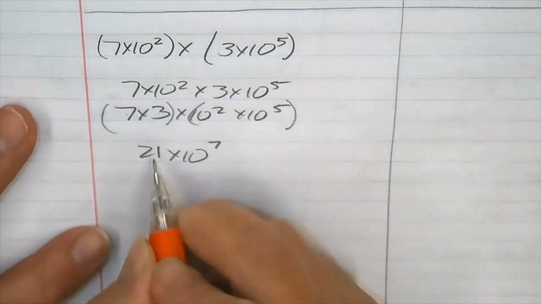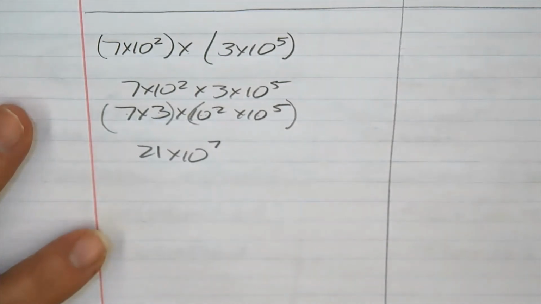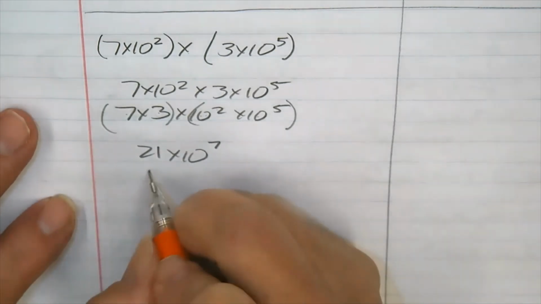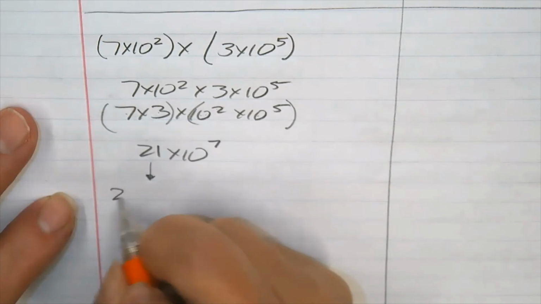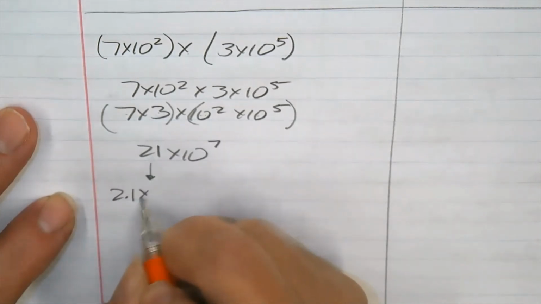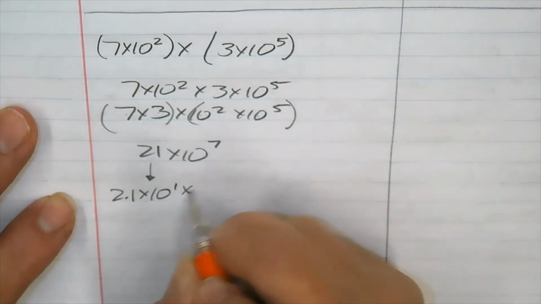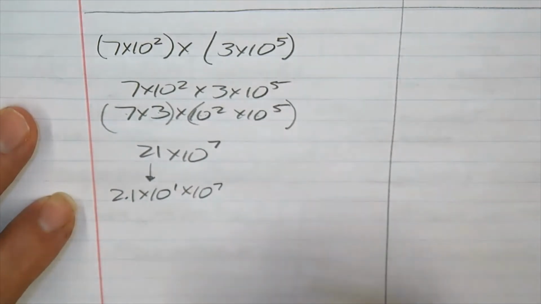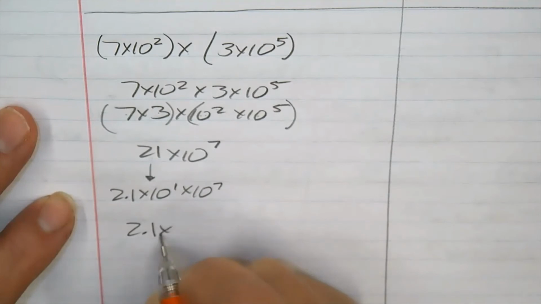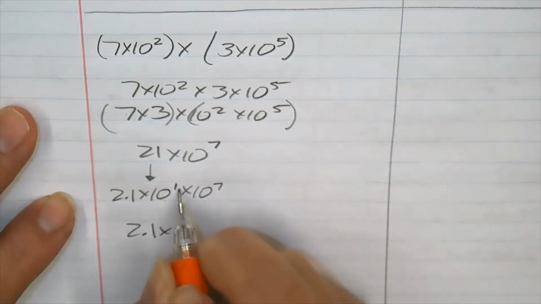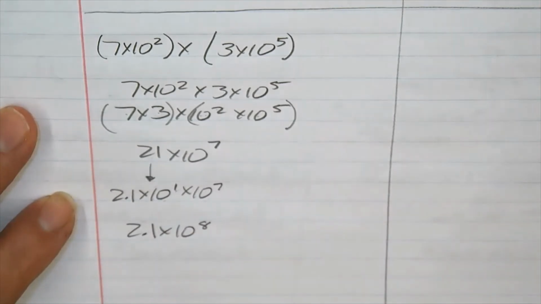But this is not in scientific notation. So I need to rework it. So 21 is 2.1. Since it's greater than 10, my power is positive. My exponent is positive. And now, since my base is the same, I'm going to add these guys together.